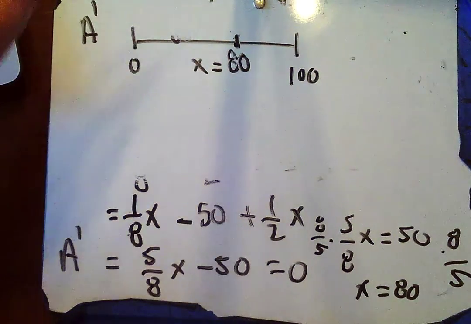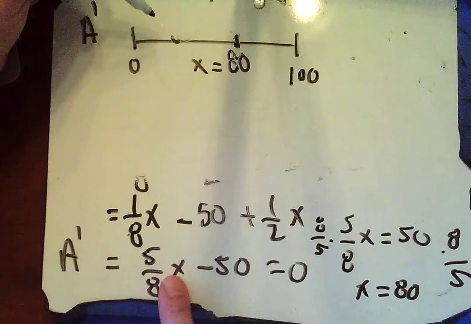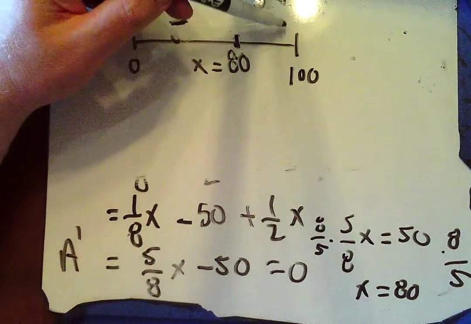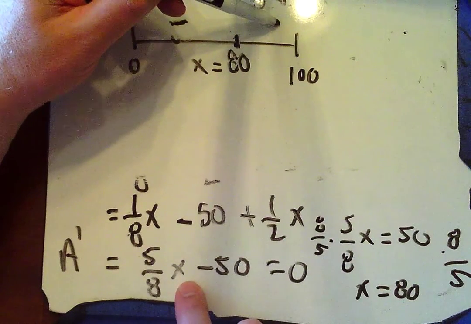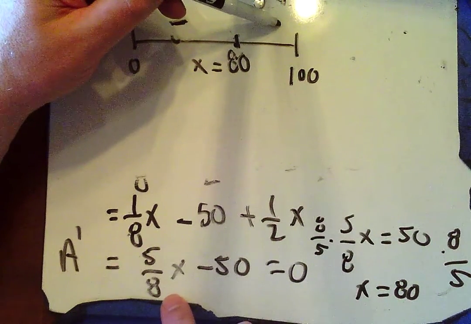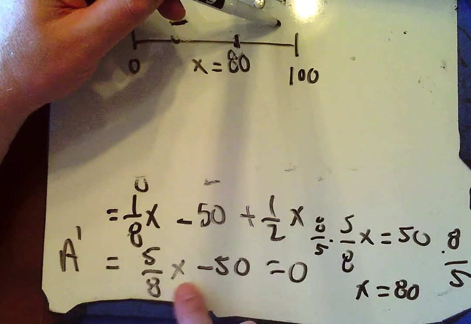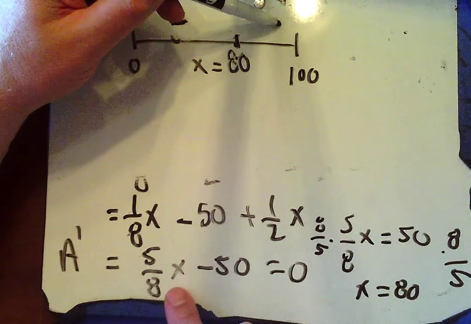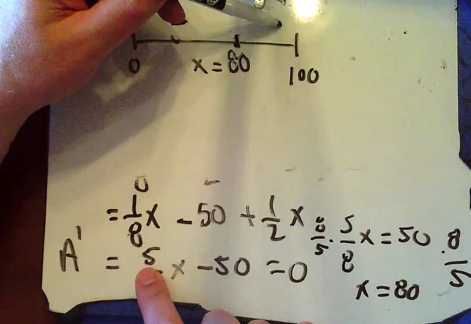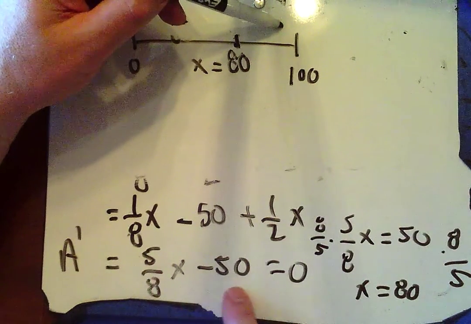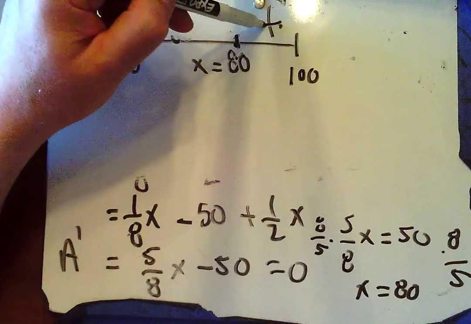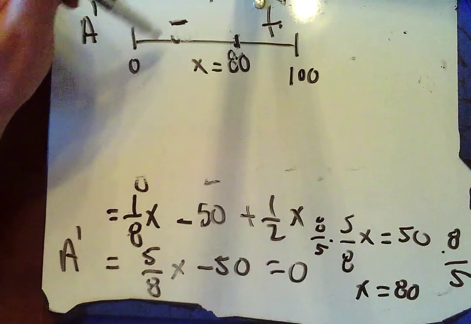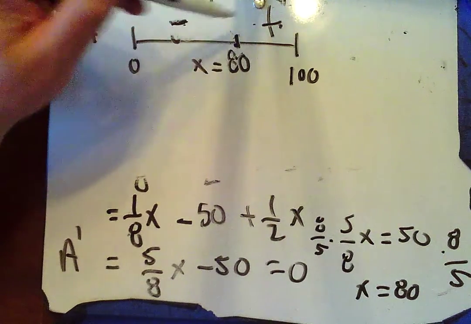So let's see what's happening on A prime. If I put a 0 in for x, I get negative over here. And if I put 100 in for x, 100 divided by 8? No, I want something divisible by 8. 200 divided by 8 is 25. 25 times 5 is 125 minus 50. That's positive 75. So I see here at x equals 80, that's going to be a min.